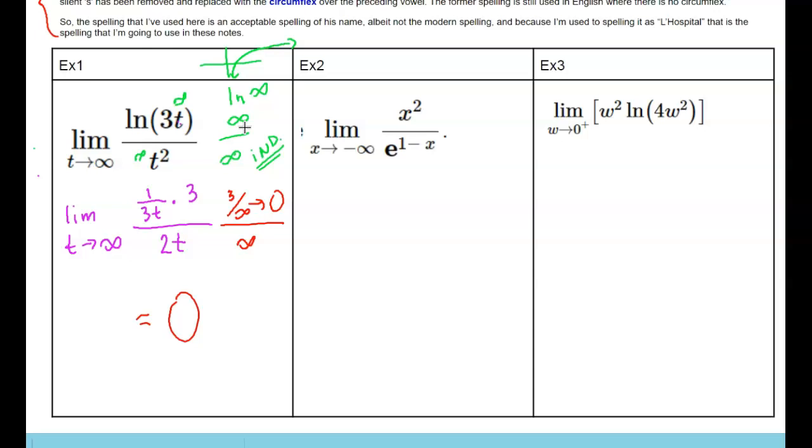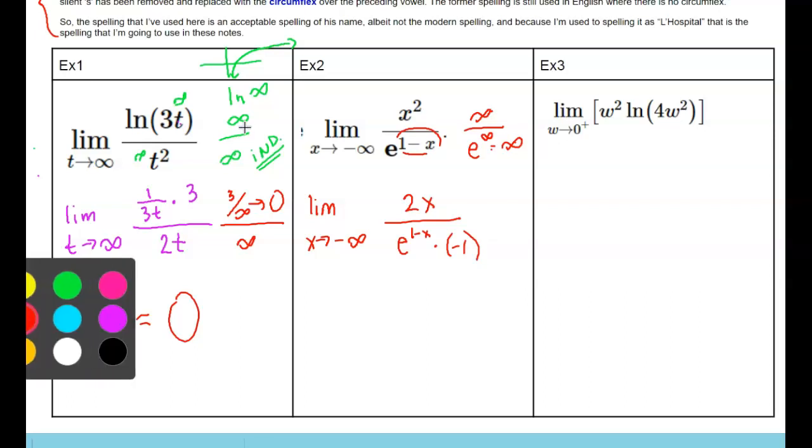Let's look at number 2. Negative infinity squared is infinity. And then e to the 1 plus infinity is infinity. And e to the infinity is also infinity. So it's infinity over infinity. So that's indeterminate. So we get the limit as x approaches negative infinity, and then we're going to take the derivatives. Power rule. This was e to the u times the derivative of the exponent, which is negative 1.